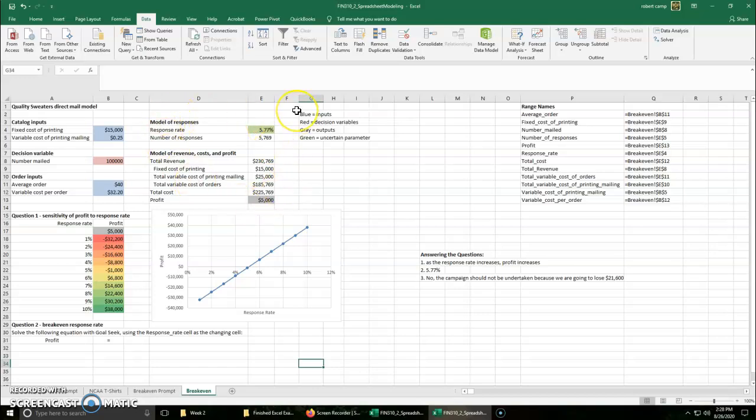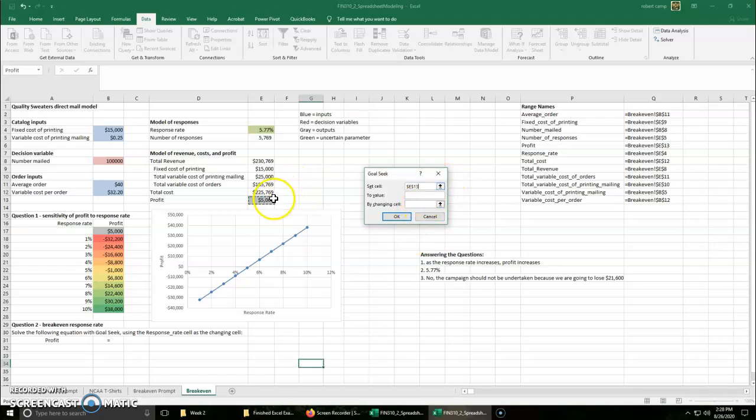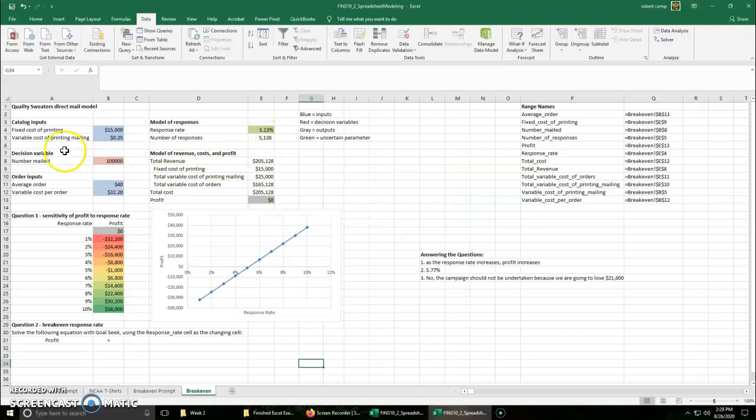Now the goal seek, it did not change because the goal seek is a one-time iterative process. It is not something that completely keeps calculating. If I wanted to find out what the break-even is, if I had a different cost of printing, I have to go back through everything here and say, okay, I want to set that value to 0 by changing my response rate. And that reruns it again. And so now if I can flog $5,000 out of the fixed cost of printing, my break-even point, now I'm down to 5 1/8% number of respondents.